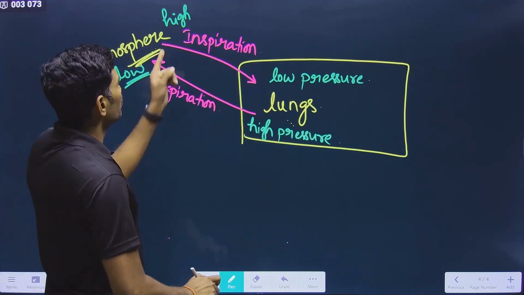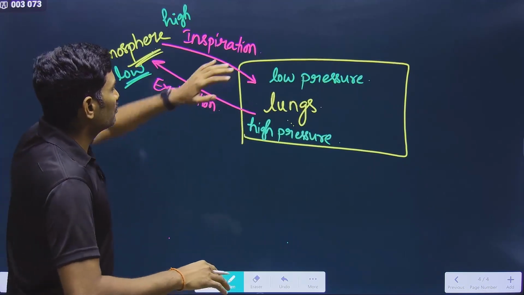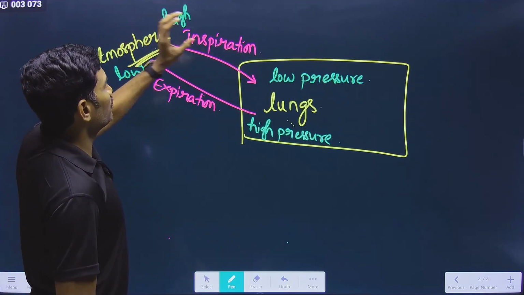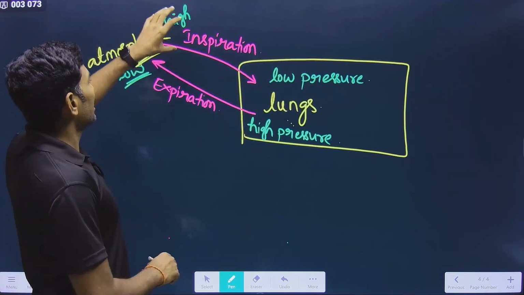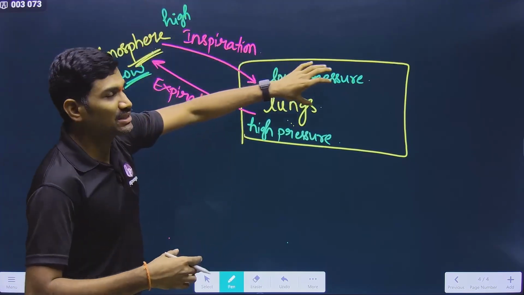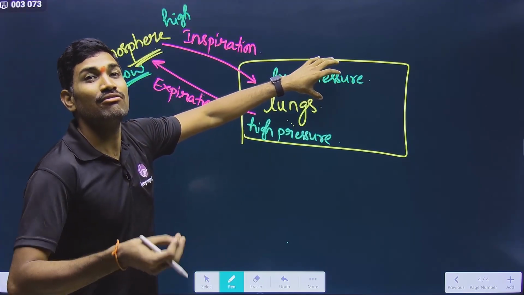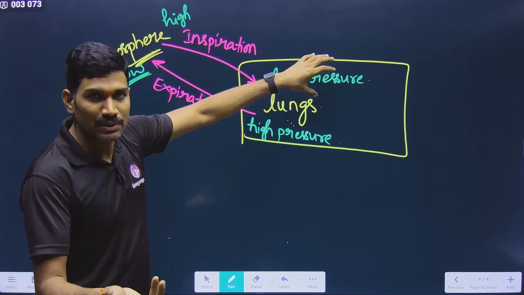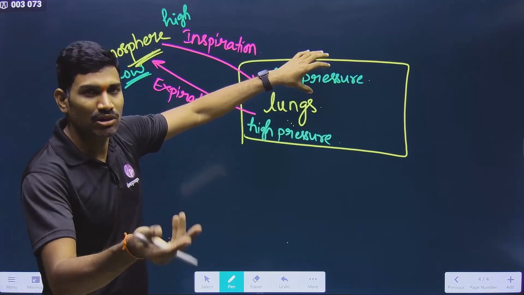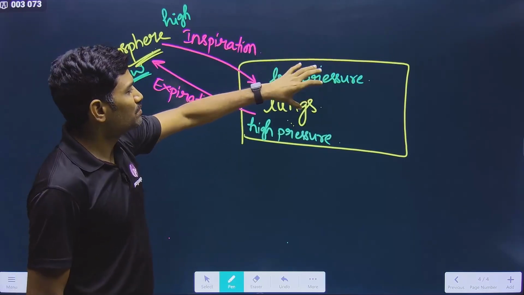So during inspiration also it should be followed. During inspiration, air is moving from atmosphere to lungs. That means atmospheric pressure is high and the pressure within the lungs, also called alveolar pressure, is less. Lung pressure means pulmonary pressure or alveolar pressure, anything you can say.